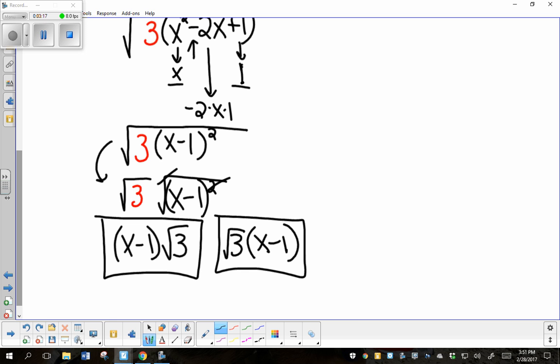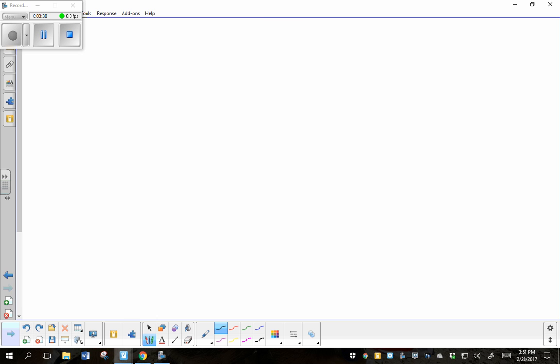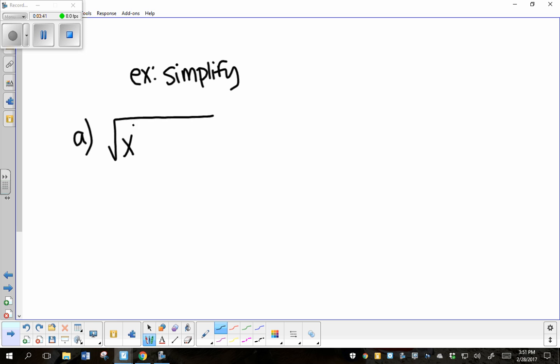So factor and try to find perfect squares if you can, or perfect cubes, like the sum of cubes or difference of cubes if it's a cube root. Alright, let's do some more examples, similar to the ones we were doing on the previous notes. All we're going to do on these next two examples is simplify. On the first one, we're going to simplify the square root of x to the 7, y to the 11, z to the 9.